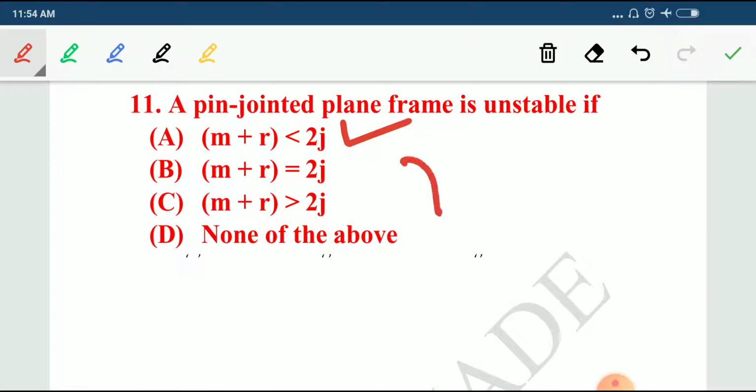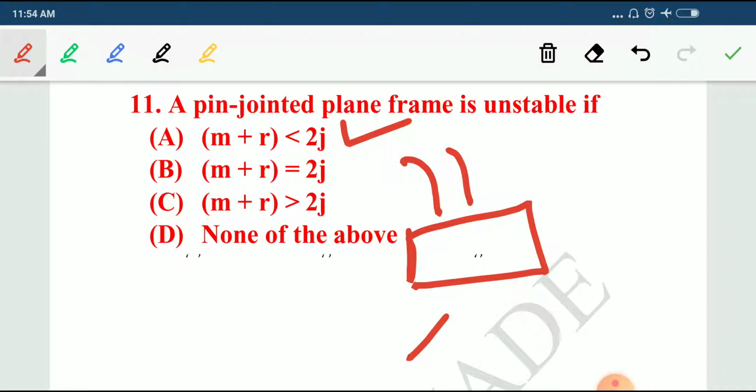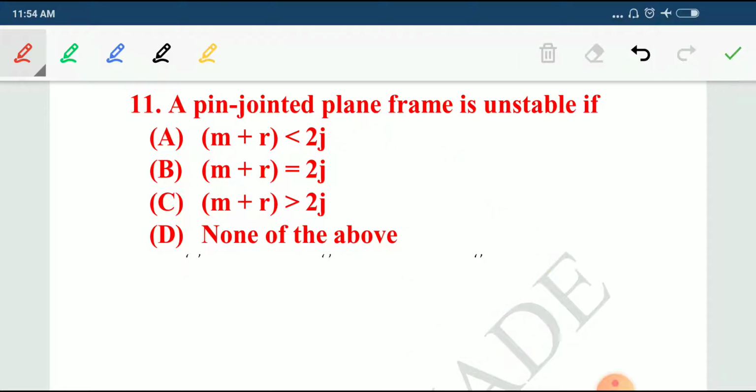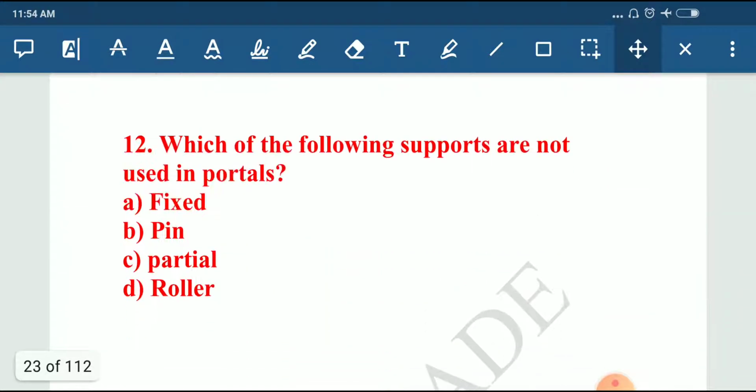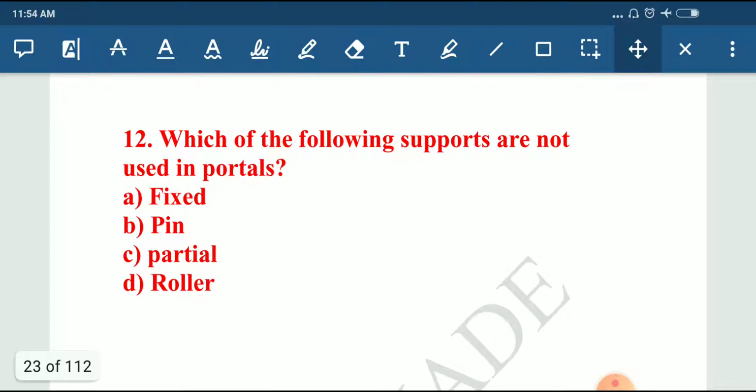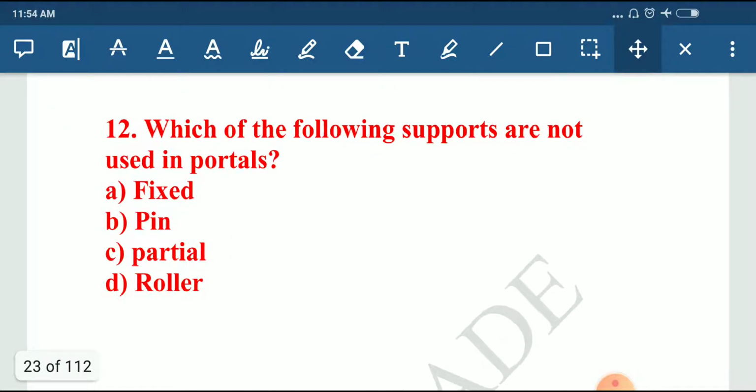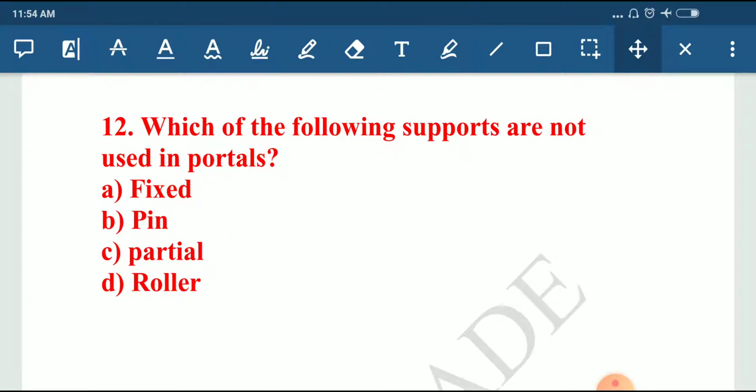Unstable means for the given loading, the structure is not able to sustain that much load. That is called instability. Next is the correct answer. Now, which of the following supports are not used in portal frames?